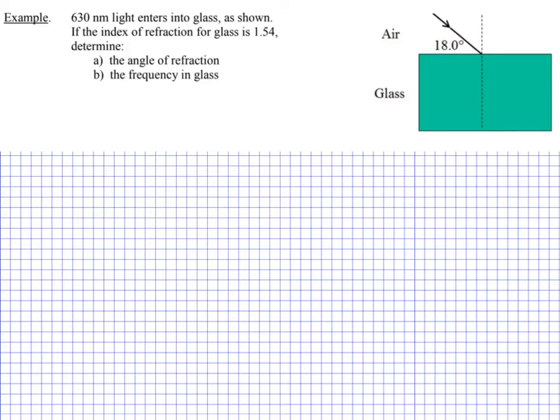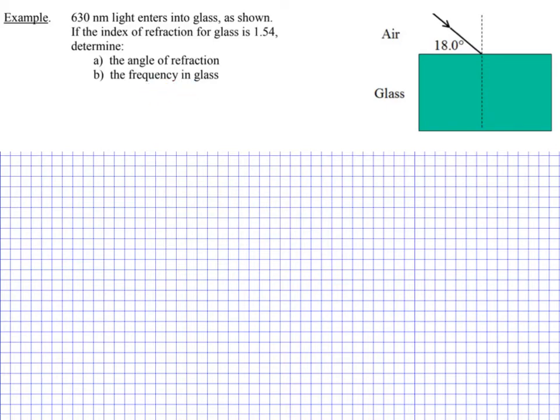So in this first example you can see that we have a light ray coming into a rectangular glass prism. The light ray is coming from air and it's at an angle relative to the side of the glass of 18 degrees. We're told the index of refraction of the glass is 1.54. Of course, we know that the index of refraction of air is close to that of a vacuum, so we'll just go with 1. And then we're asked to determine the angle of refraction and the frequency of the light in the glass.